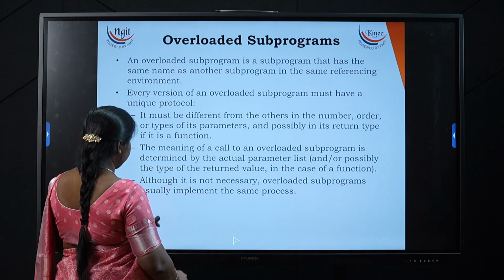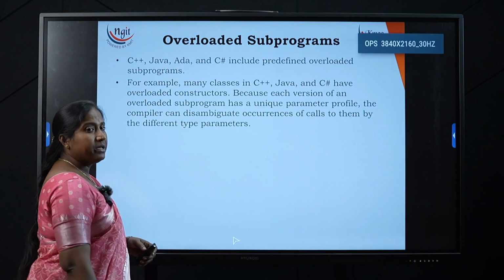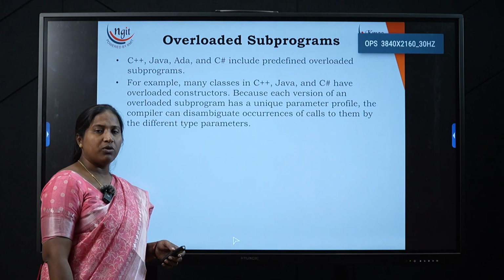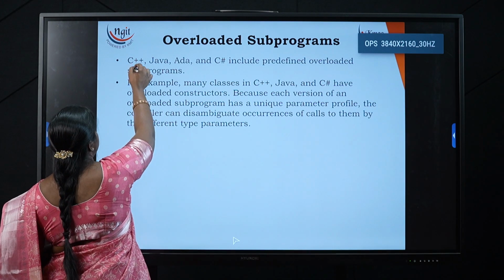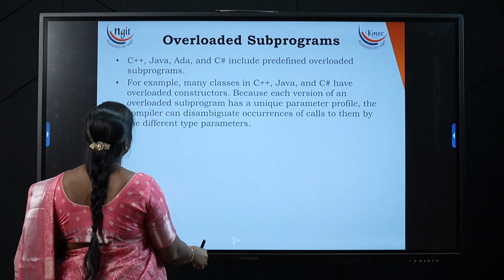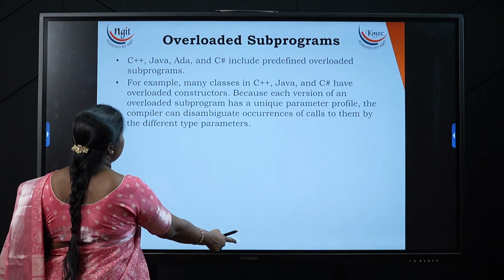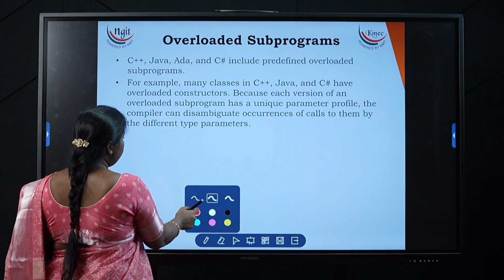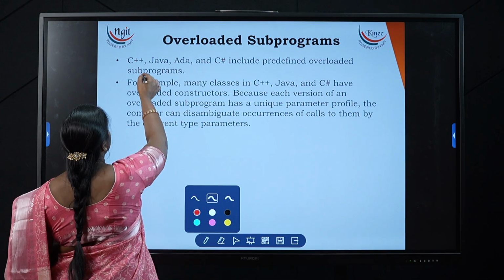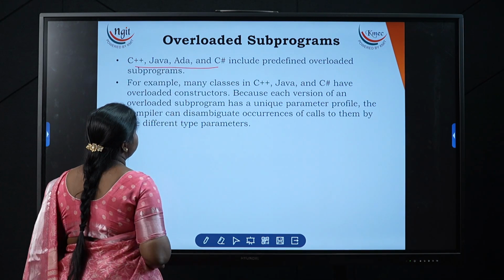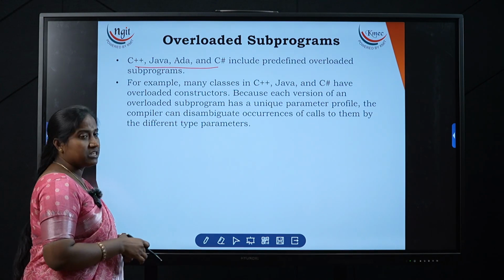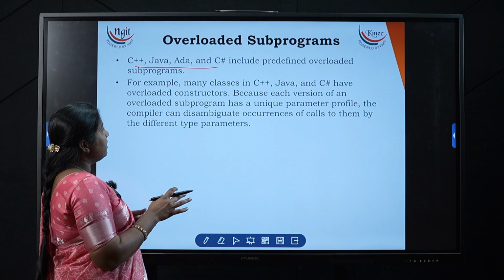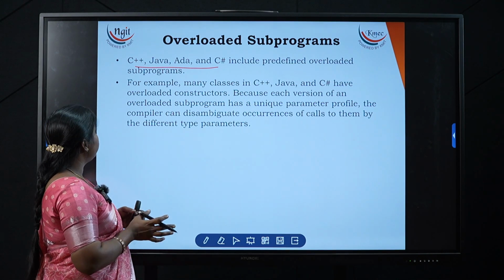Now let's see which programming languages allow overloaded subprograms. C++, Java, Ada and C# include predefined overloaded subprograms. For example, many classes in C++, Java and C# have overloaded constructors. So let's take some same parameter profile.